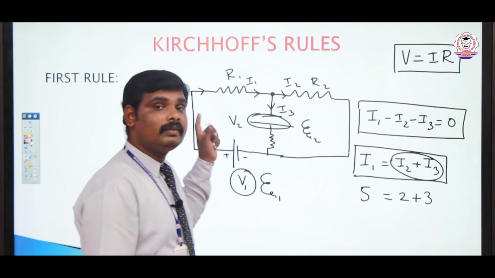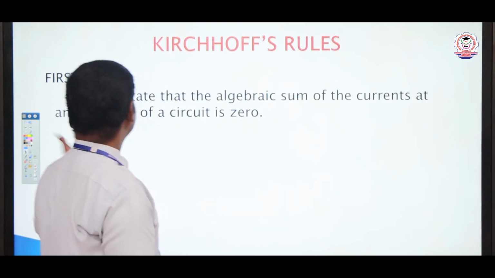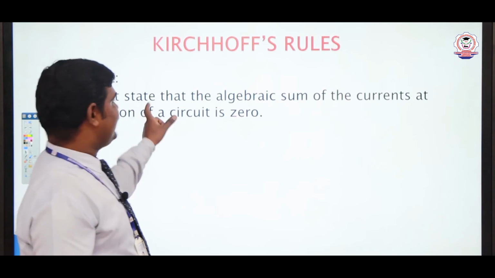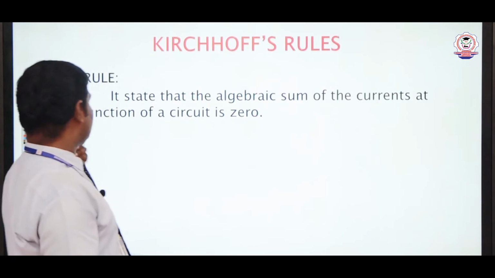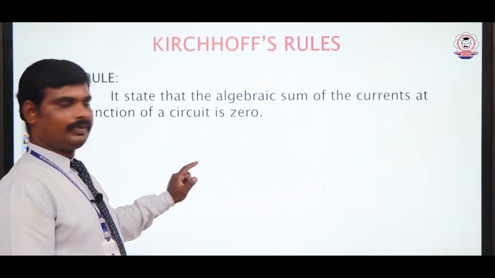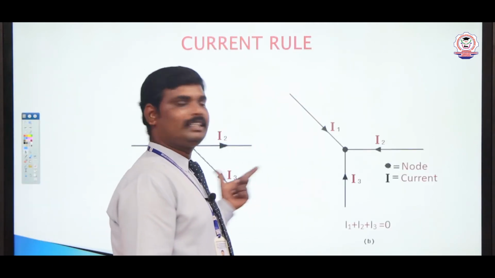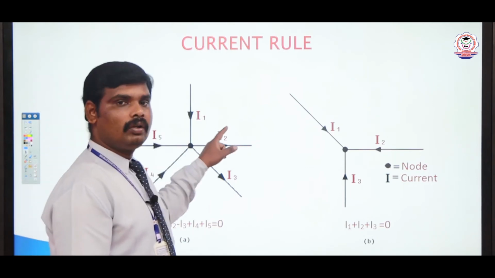It is also called the current rule. The statement of the first rule states that the algebraic sum of the electric currents meeting at any junction of the electric circuit is equal to 0. Here two diagrams are given as examples for the electrical current rule.